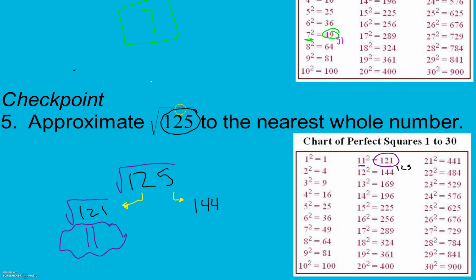Again, take our radicand, our number underneath our radical sign, and compare it to our other perfect squares. 125 falls between 121 and 144, but it's closer to 121, which means its square root is going to be close to the square root of 121, which is 11.